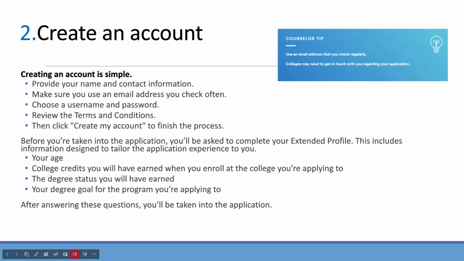Know that you'll also be asked to provide some additional demographic information, and this can be your age, the college credits you've earned, the degree status, so if you've earned a degree or you will be earning a degree, and the degree goal for which you're applying. So what major are you looking for at the university?